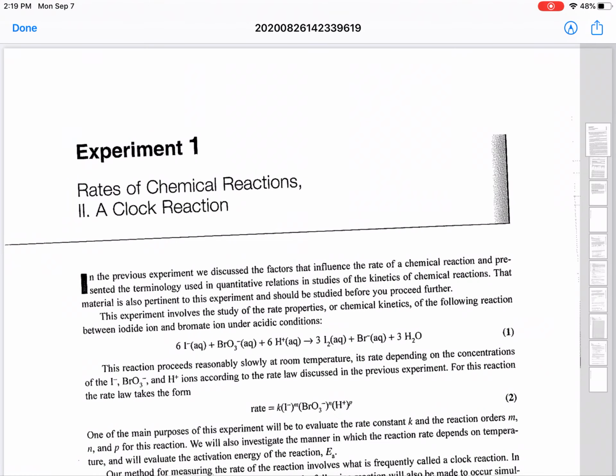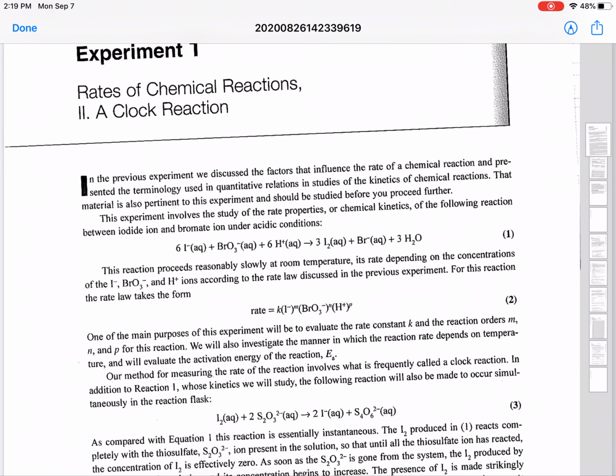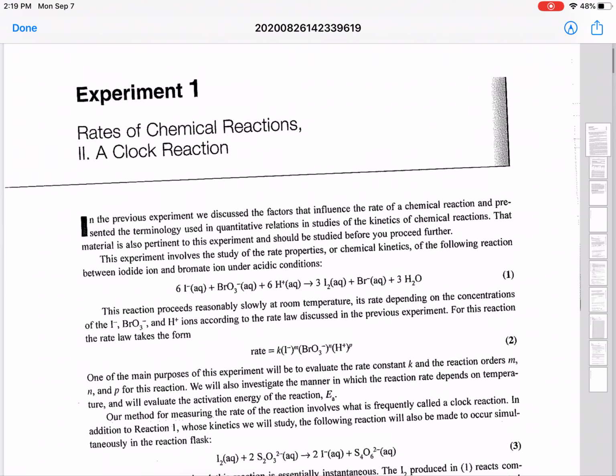Hi everyone, this is our experiment 1. I'm going to help you with your pre-lab assignment. Let's see what we are supposed to do for our experiment 1. We're going to find out rates of a chemical reaction.